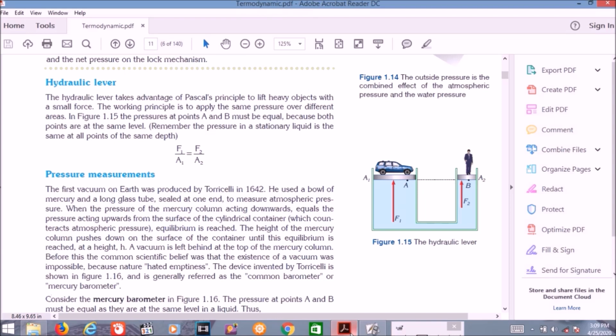Okay, let's start our discussion about static fluid, and we start part 2 with the hydraulic lever. I am still using this book here, the book of Zambak. Hydraulic lever, we read together because this paragraph gives many important things to us.